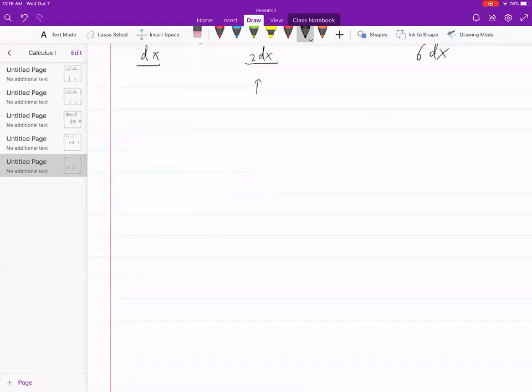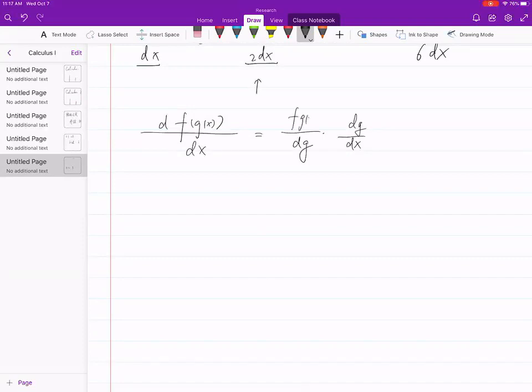So let me write it down. The first one is straightforward. What's the derivative of f circle g of x? Well, first, x changes, which causes g to change. Then g changes, which causes f circle g to change. And we multiply them together.